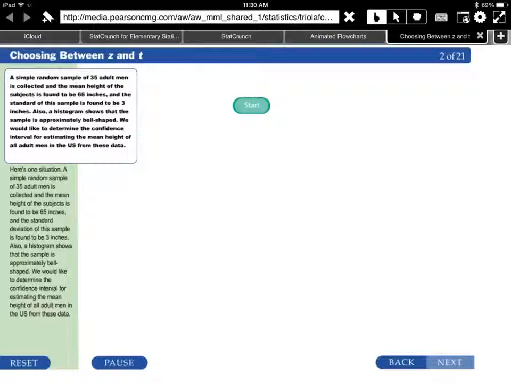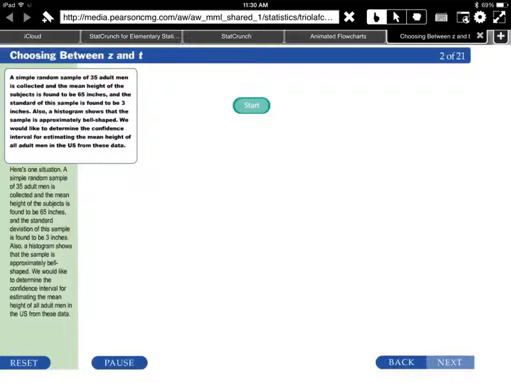But our author teaches us how to, first of all, use the normal distribution, which we're used to from chapter 6, or you're familiar with, I should say, and apply that to the process, and then apply that process to the T distribution. So here they talk about a sample of 35 adult men. Now that's already a good thing for us if we're choosing between the distributions. Anyways, the sample size is 35. We've got their mean height, and we find the standard.